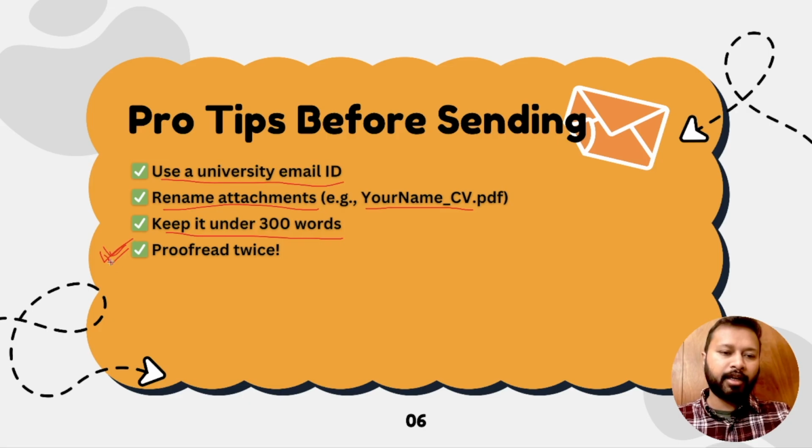Please read it many times, because there are many times people either forget to add an attachment, or they misspell something, or they forget to mention something. So please proofread, or read your email twice or more than once, to make sure you are not making mistakes. Okay, now let's go to some sample emails.